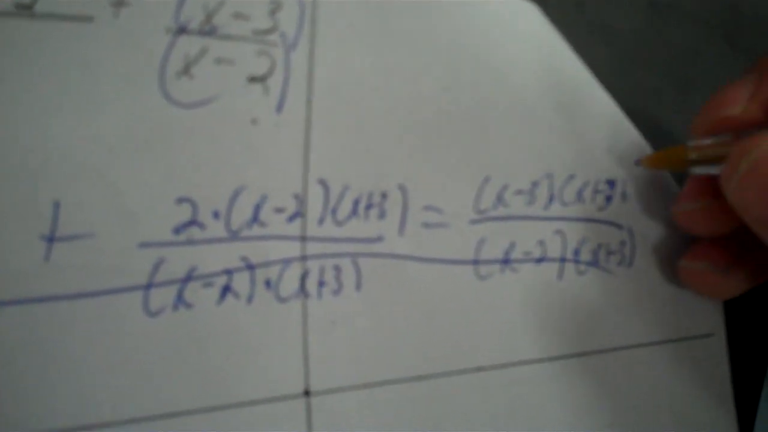Okay, so the bottoms cancel. Top, you don't have to times, it's just 5. You got to definitely times here, okay? Now you got to times the 2 to this parentheses first. So you take 2 times x and 2 times negative 2. Well, that's 2x minus 4. Parenthesize it and cross it out.